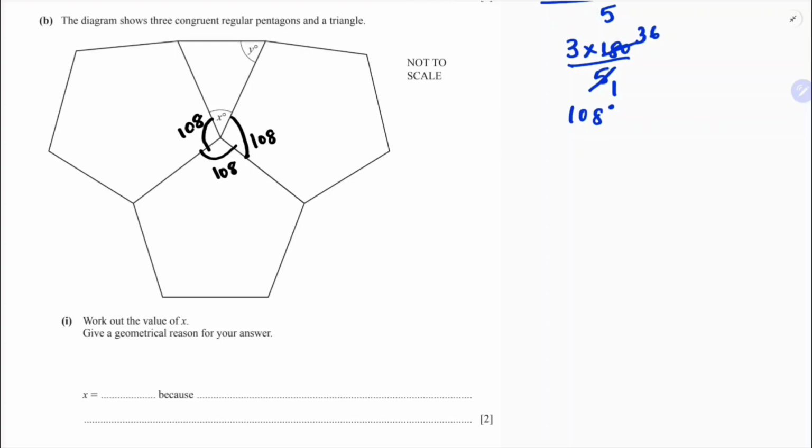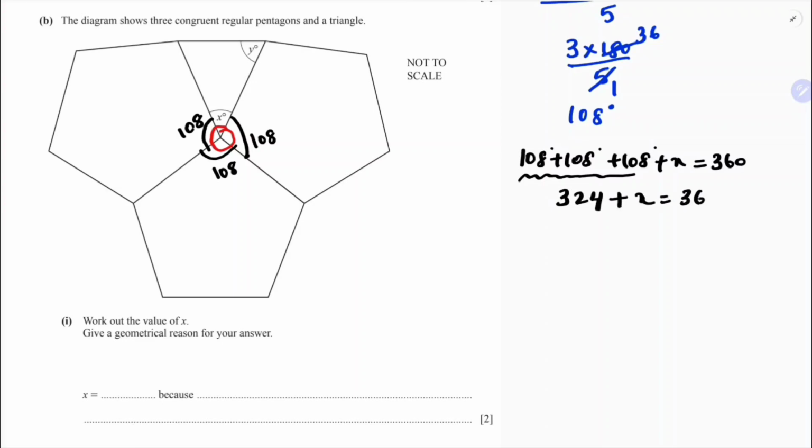See, to find x, I'll use these 4 angles, this complete angle. So 108 plus 108 plus 108 plus x will give you 360. So 108 plus 108 plus 108 is 324, plus x is 360 degrees. So x equals 360 minus 324, which is 36. Angle x is 36.